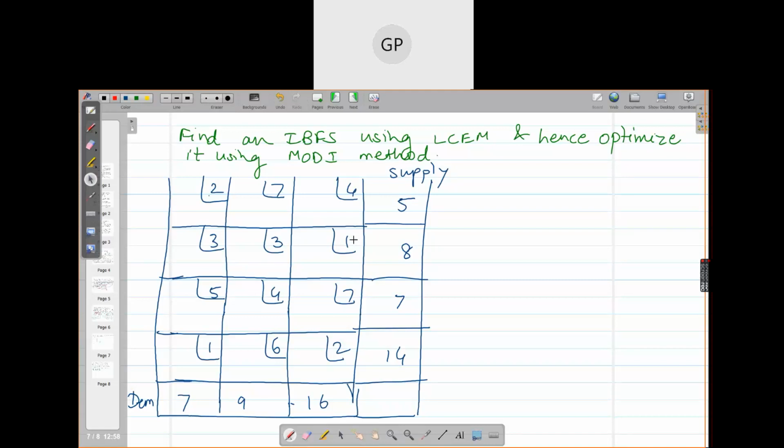IBFS, ma'am, the TP is not balanced. Why TP is not? Supply is 34 and demand is 32. No, it is 34. Yes, ma'am. The demand comes 32.